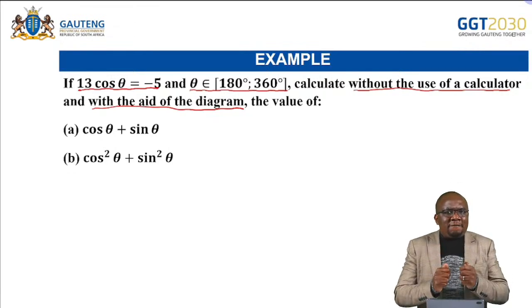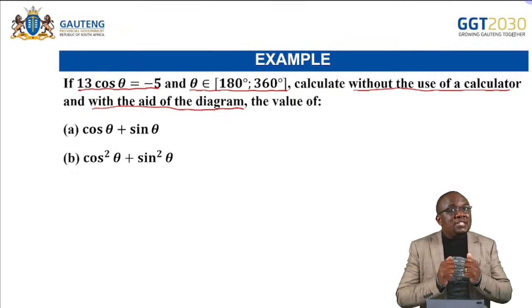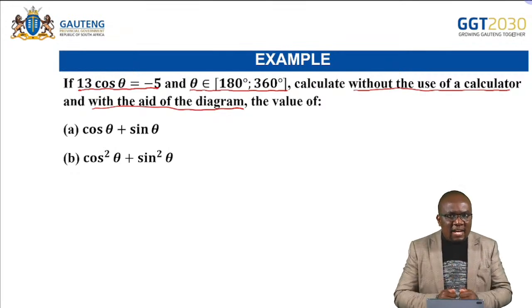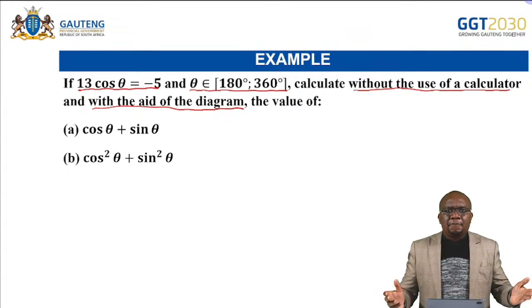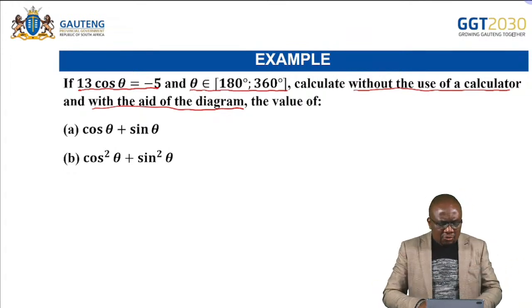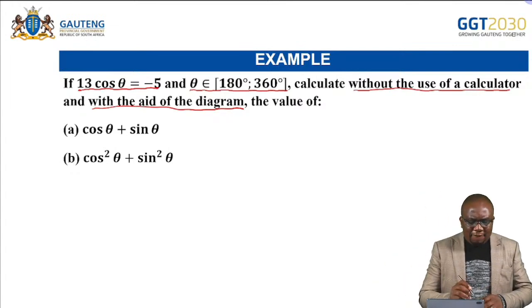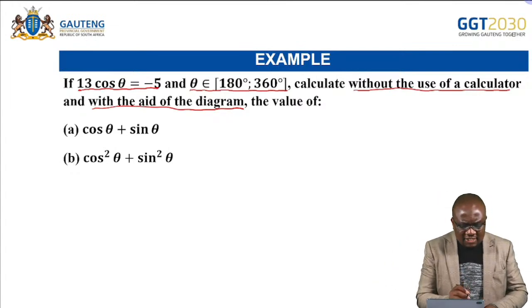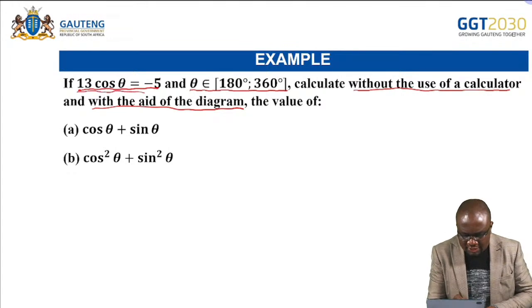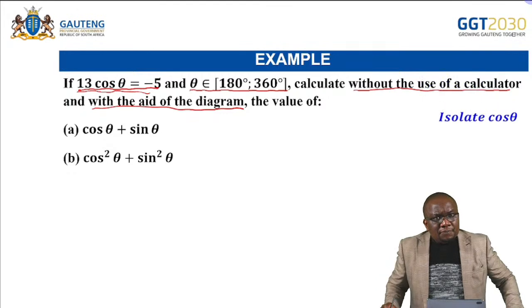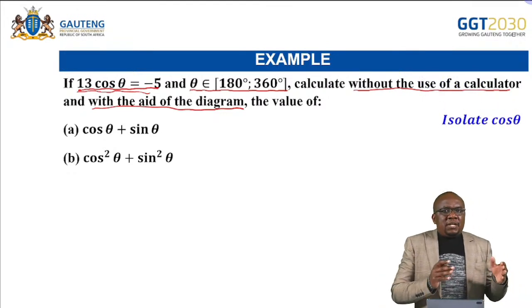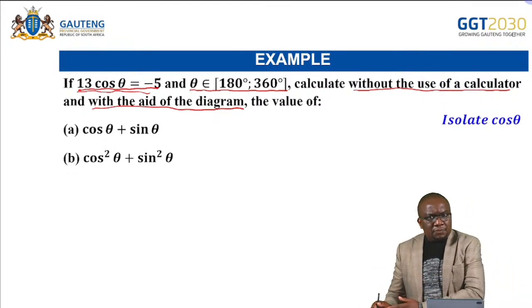And we must have the correct diagram because we need to have appropriate signs for our x and y. R is always positive. Remember that. So now, what do we do? Given such an equation, given such a situation, isolate the trigonometric ratio. So our equation must be cos theta is equals to.